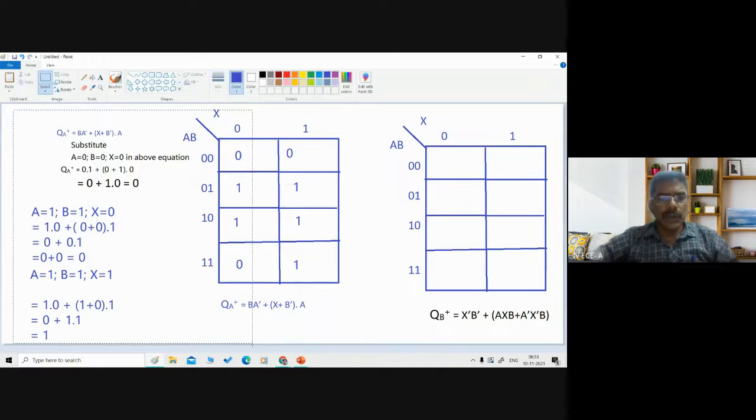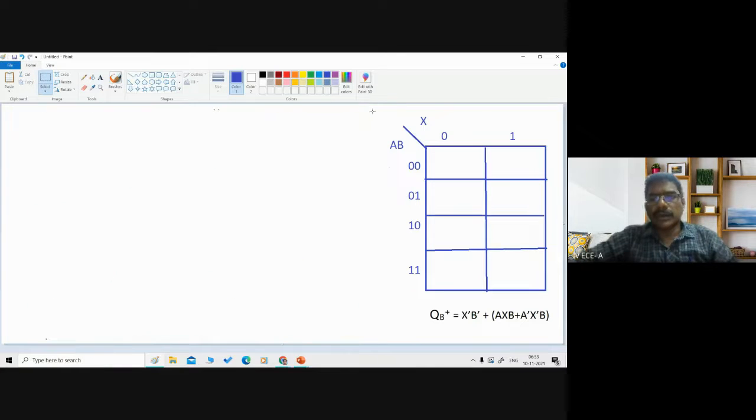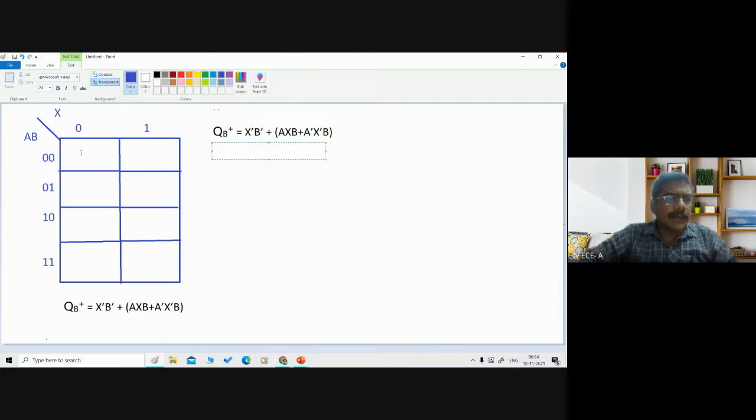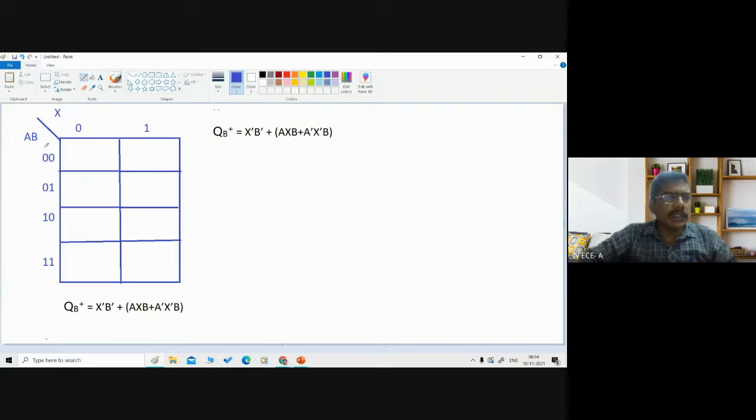So qa is over. Now we are going to substitute this value for this case. In this case I'm going to substitute a equal to 0, b equal to 0, x equal to 0, and put the value here.